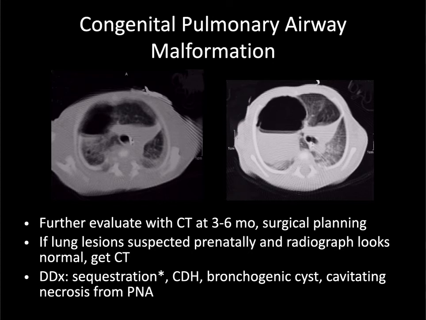The workup for congenital pulmonary airway malformation is a CT scan at 3 to 6 months of age for surgical planning. If the lung lesion is suspected prenatally on ultrasound and radiographs look normal, I would get a CT to confirm. And your differential for opacity in the lung includes sequestration, congenital diaphragmatic hernias, bronchogenic cysts, or cavitating necrosis from pneumonia.